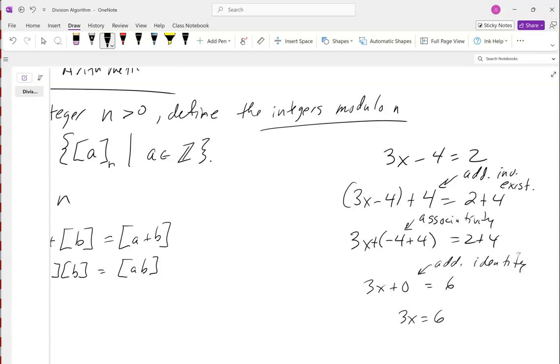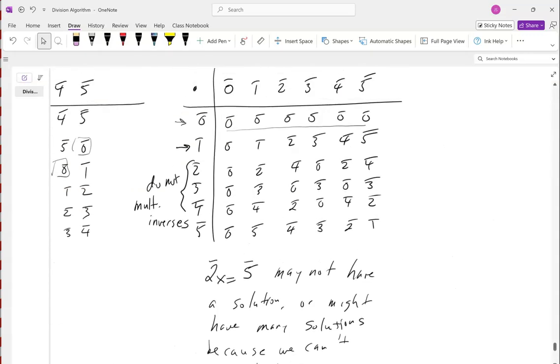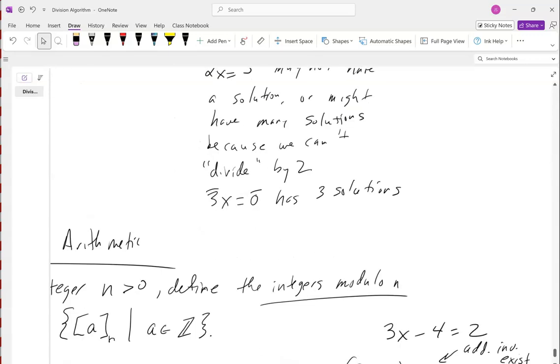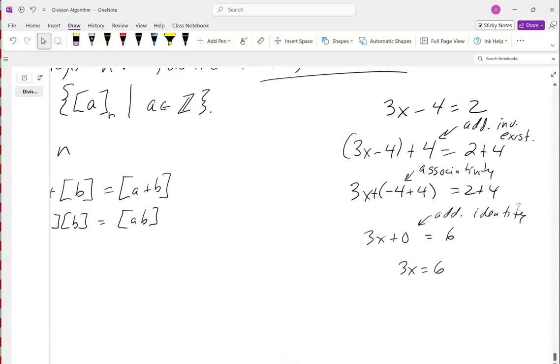Now, of course, your next step would be to divide by 3 or multiply by its inverse. What we've already seen, though, is that for modular arithmetic, we don't always get inverses, right? So we may or may not be able to divide by 3, depending on what the structure is. Agreed? However, let's assume that we're in a structure where we can divide by 3.